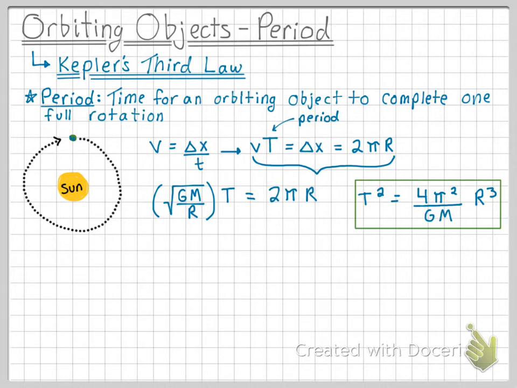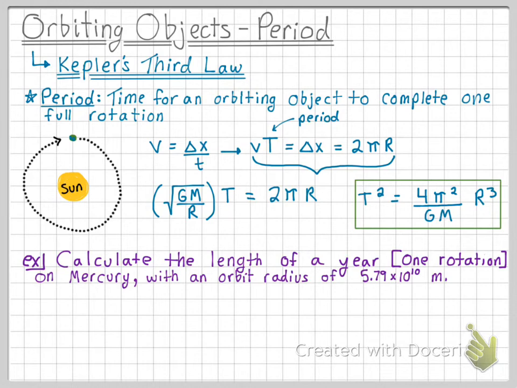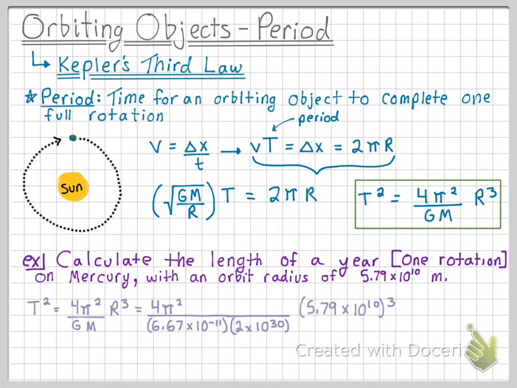So let's do an example with this new problem. We want to calculate the length of a year, or one rotation on Mercury, with an orbital radius of 5.79 times 10 to the 10 meters. So we have our equation, and we can fill in our known variables.